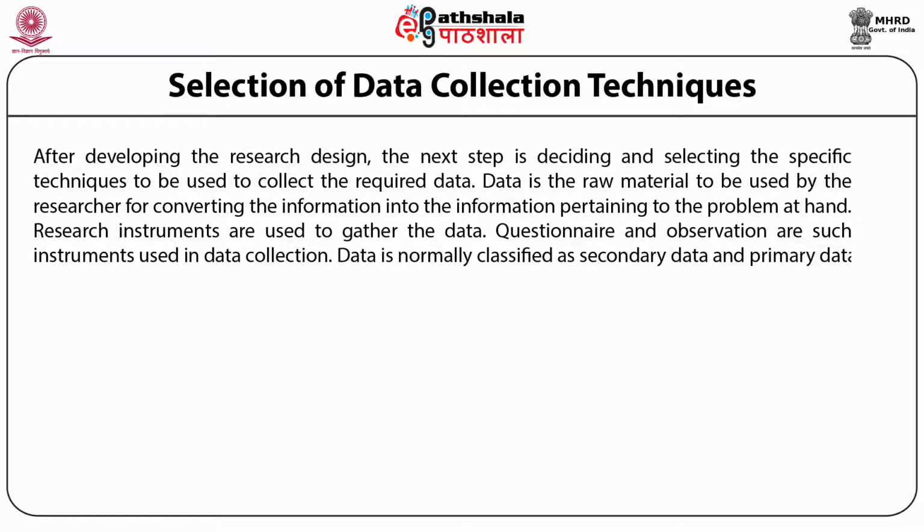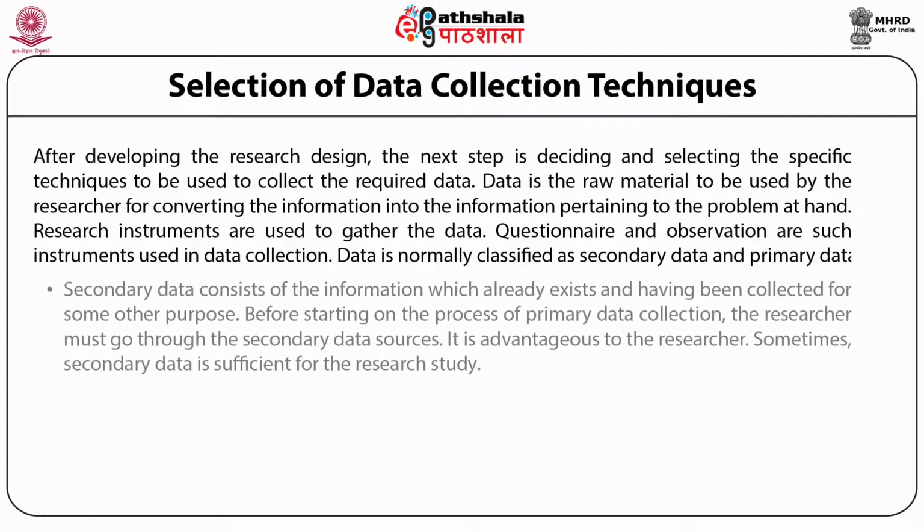Data is normally classified as secondary data and primary data. The secondary data consists of information which already exists and has been collected for some other purpose. Before starting the process of primary data collection, the researcher must go through the secondary data sources. It is always advantageous to the researchers. Sometimes secondary data is sufficient for the research study. Secondary data is of two types, internal and external.